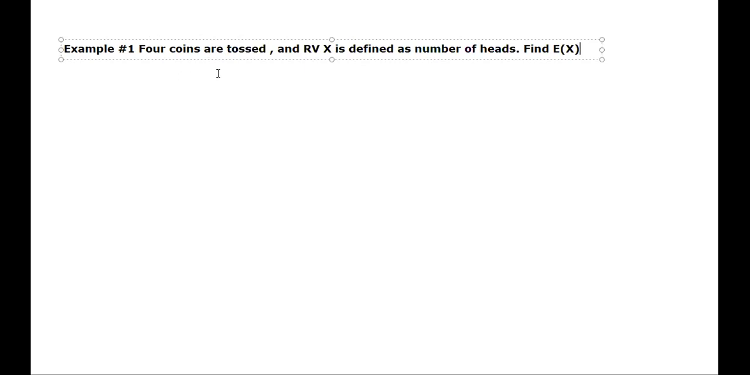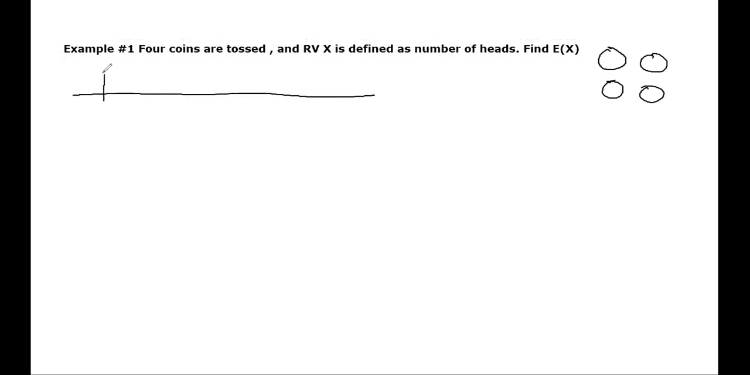So the 4 coins, right? If you toss 4 coins, you have 1, 2, 3, 4. In order to get the expected value, I need to make a distribution table. This is the P(x), right? The x here is the number of heads. So x could be 0, which means all 4 coins are tails, then you can have 1 head, 2 heads, 3 heads, or all 4 heads, right?